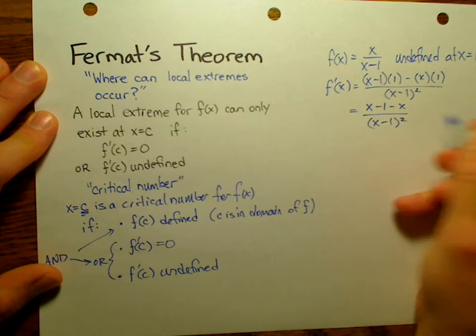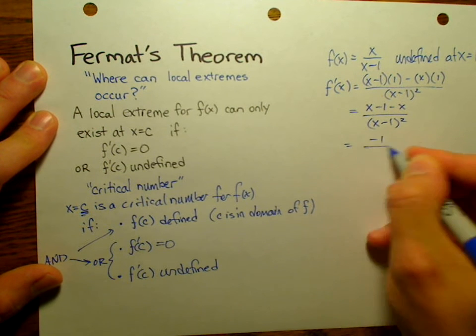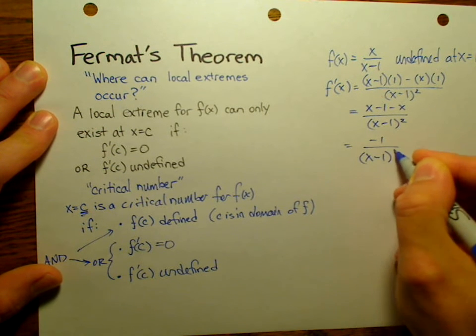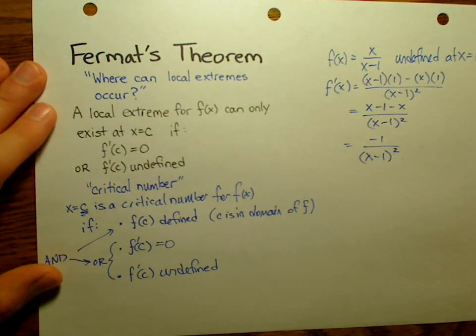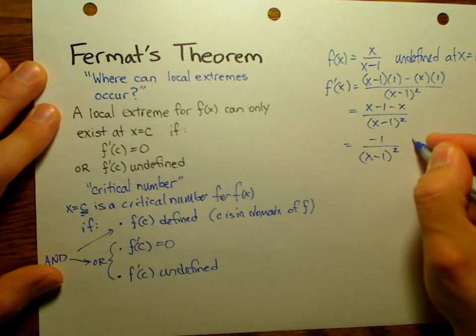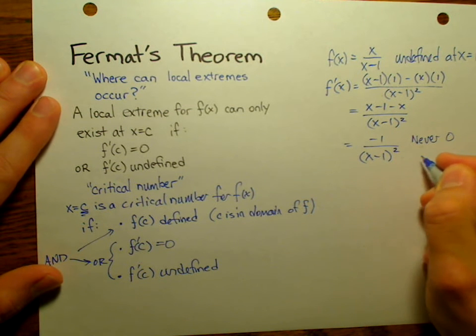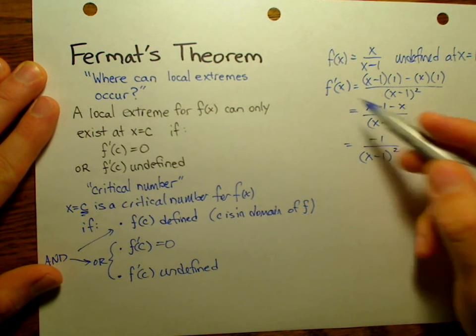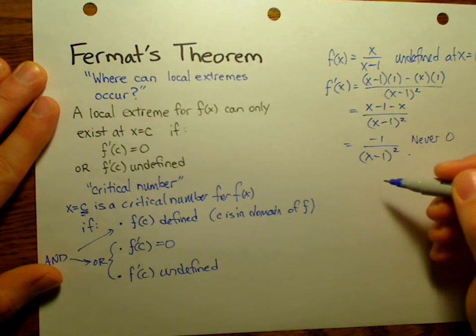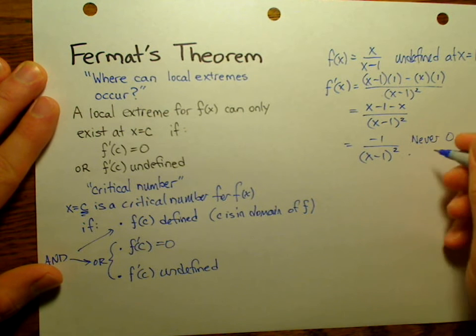x minus 1 squared, and so that's going to be -1 over x minus 1 squared. That's our f prime. This is never 0. This is never going to be 0 because that numerator is never going to be 0. It's always going to be -1. And the denominator, when you have it written like this, is really nice because you can find out when f prime is 0 based on the numerator. You can find out when f prime is negative based on the denominator.